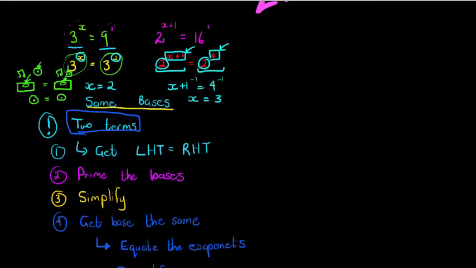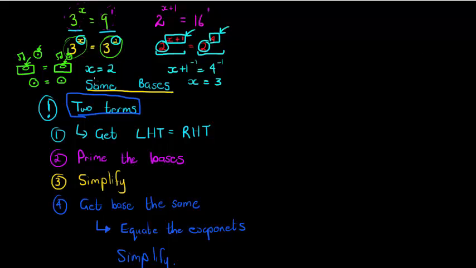Let me just show you one more basic example, and then in the next couple of videos we'll look at a few types of examples. A basic example would be something like 16^x is equal to 8^(x+1).